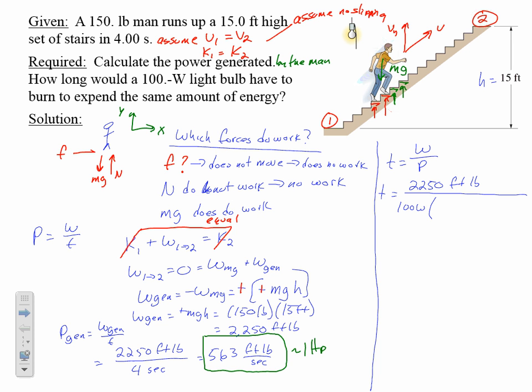And I know that 1 horsepower is 550 foot-pounds per second. I also know that it's 746 watts, right? So I'm basically dividing 1 horsepower by itself in different units. And when I do that, I can cancel watts, I can cancel feet, and cancel pounds, and I'm going to be left with seconds. So I get an answer here of 30.5 seconds. This is the answer to the second part.